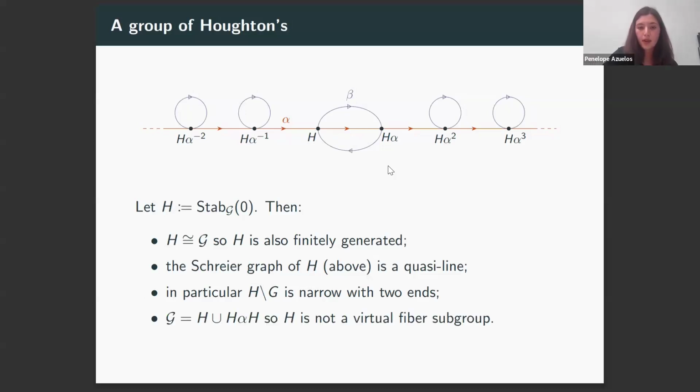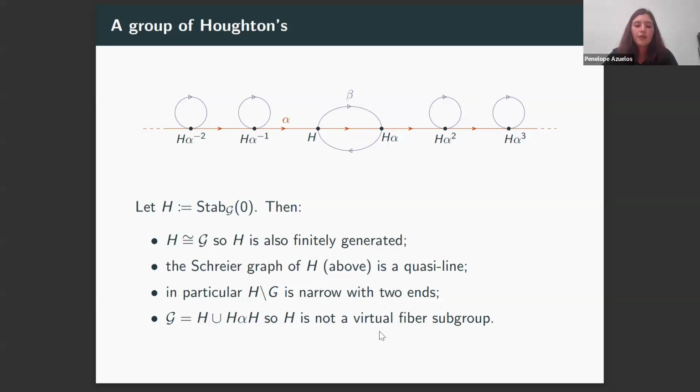but it is not a virtual fiber subgroup. And the reason is that there are only 2 double cosets. And again, this is fairly easy to see. One of them is H, obviously. And then to see that the other contains all of the rest of G, you can just start at this coset H alpha, and then notice that the element alpha beta is in H, it stabilizes 0. Now if I just multiply on the right by this element, I can get all the way down the line, alpha, beta, and so on. And then you can always go the other way.